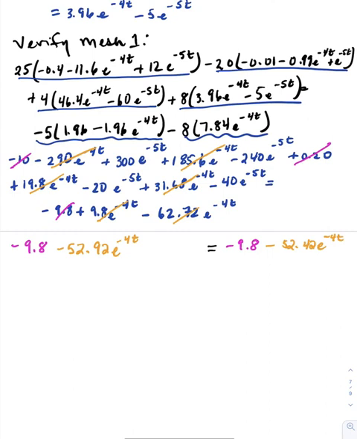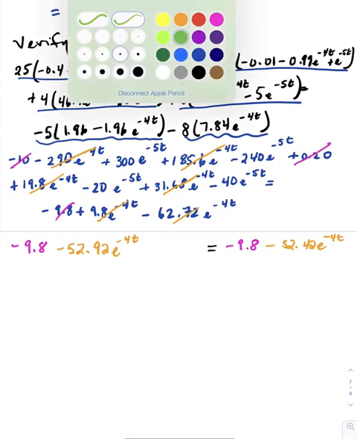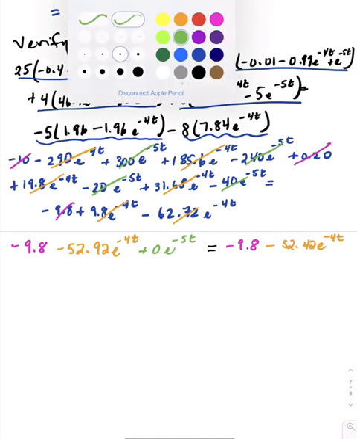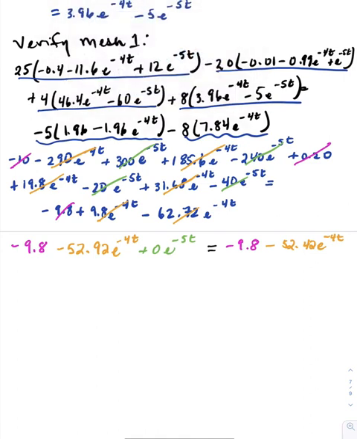Okay, now let's do e to the minus 5t. So 300 minus 240 minus 20 minus 40 is 0. Okay, so we have just verified for mesh 1 that both sides are equal. All right, let's verify mesh 2.